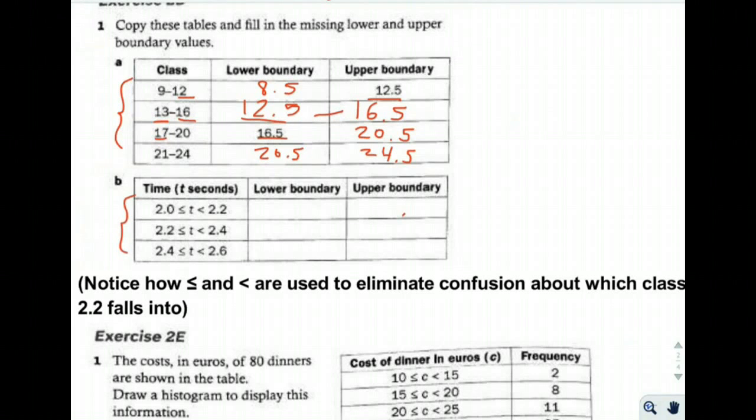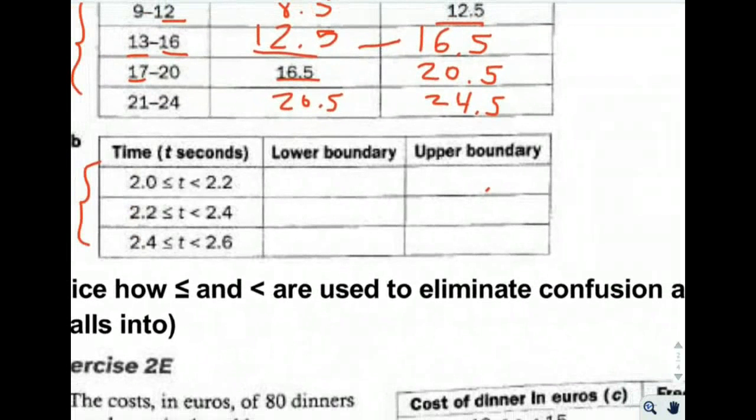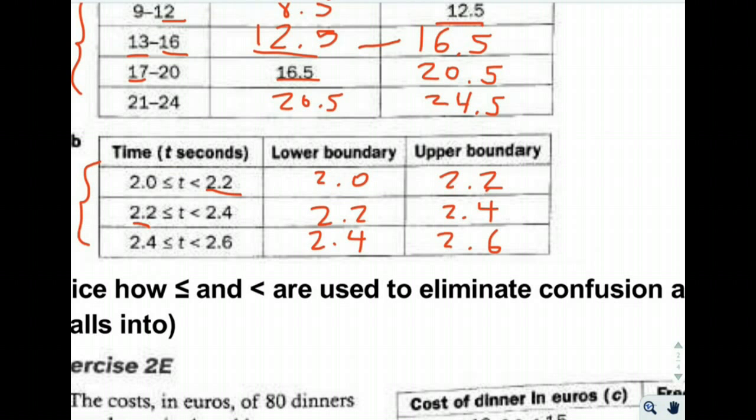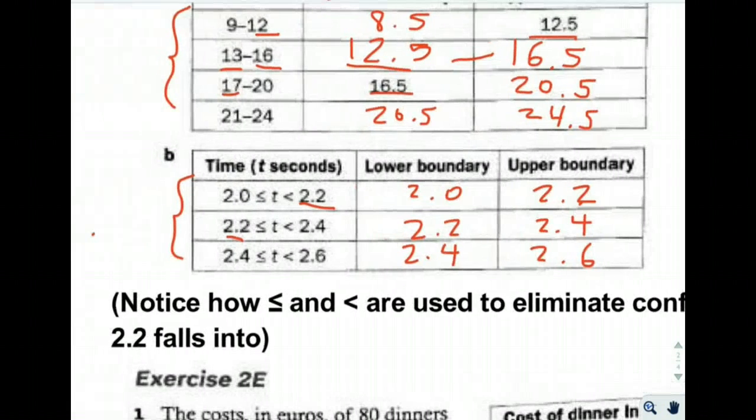Now when you have rational number data or decimal data, they sometimes call it continuous data, then you can see that the values for the upper and the lower boundary are already the same. So it's very easy to write in the upper and lower boundary. And then you might say, well, if it's continuous data and the upper and lower boundaries are the same, then don't you get confused on where, if you have the raw data 2.2, does 2.2 go into this class or does it go into this class?